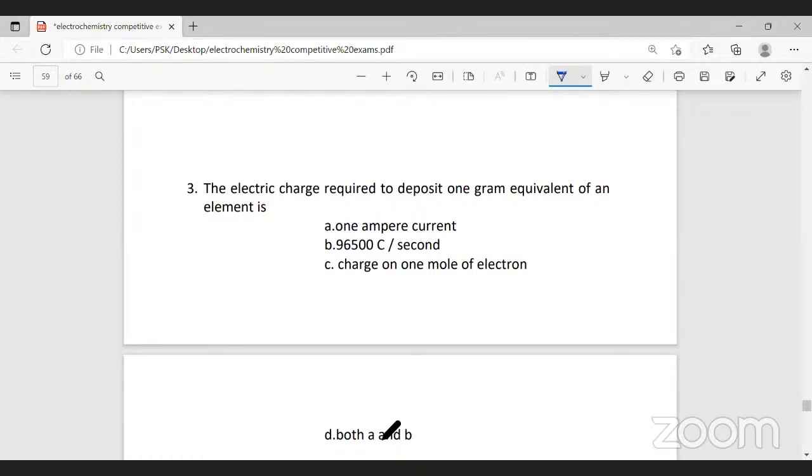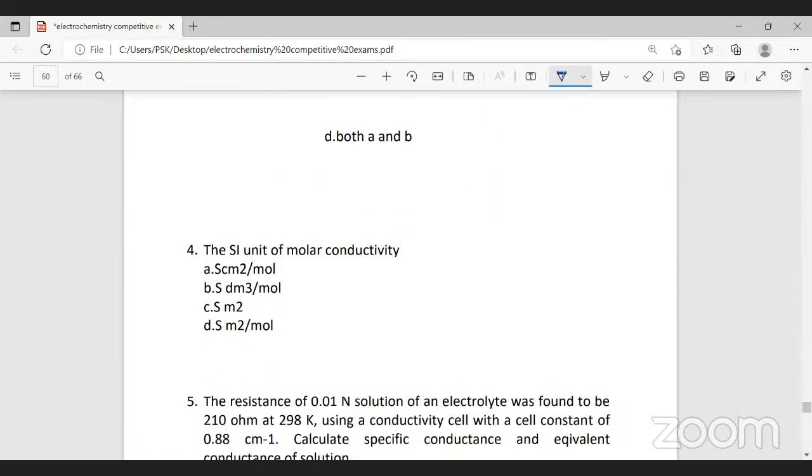What's the answer for this? Both A and B. So option D, both A and B. Charge on 1 mole of electron is nothing but 1 Faraday. 1 Faraday is again 96,500 coulombs. So the answer for this question is option D, both A and B.